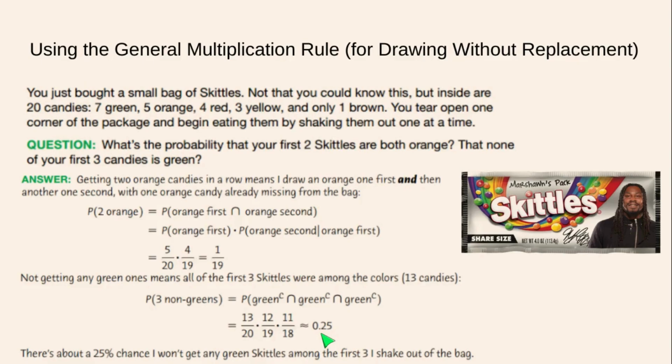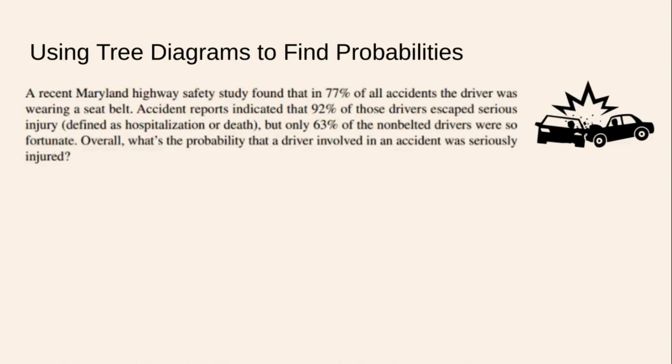So when we don't replace, we need to recognize that we are dealing with conditional probability. So we need to use our general multiplication rule, not the easy peasy, just multiply the 2 values, basic multiplication rule. Now we're going to solve a problem using tree diagrams, okay?